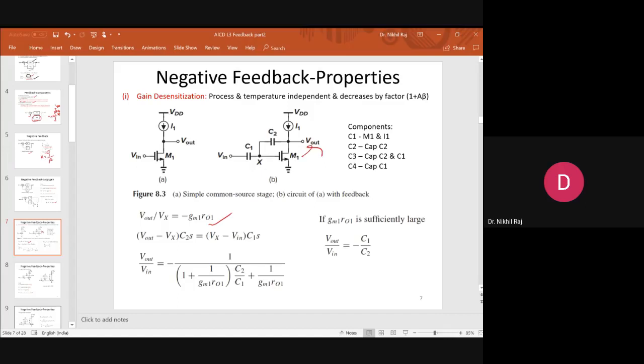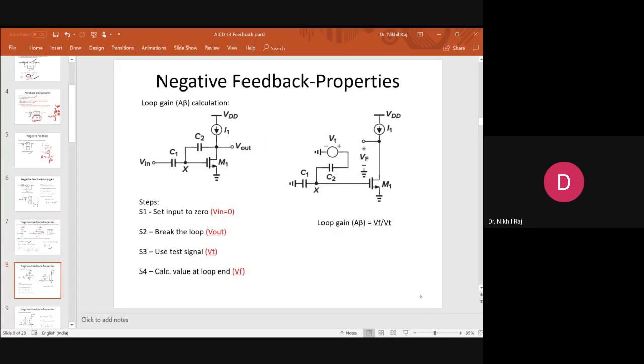So we estimate the effective net voltage after the feedback is introduced, what net voltage vgs is experiencing, and according to that the output current will be set. Since it is negative feedback, my output will definitely reduce compared to what it was without the loop. This way we calculated the feedback ratio. Another negative feedback property was the calculation of loop gain beta. So these were the four steps to calculate, and then we estimate Vf by Vt, the beta value.